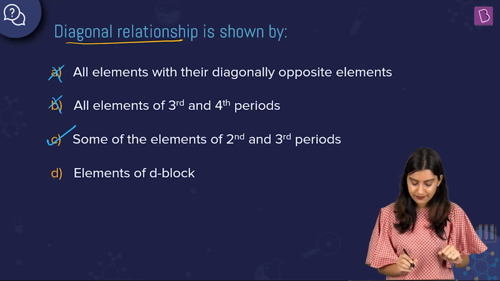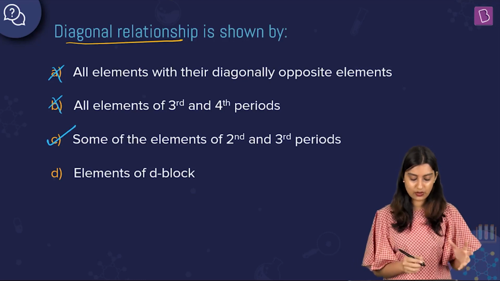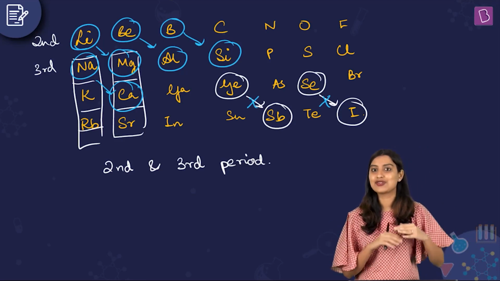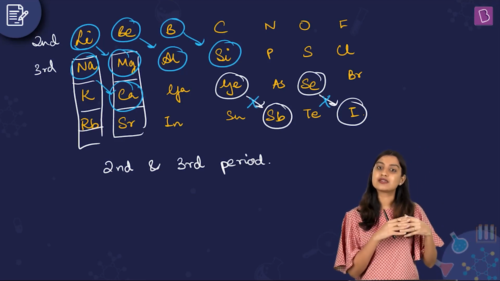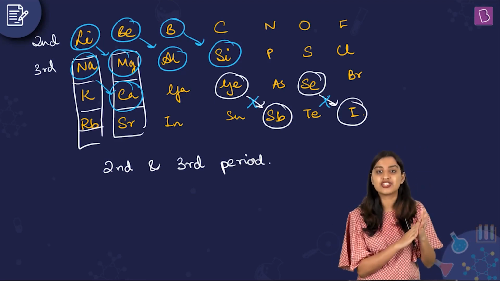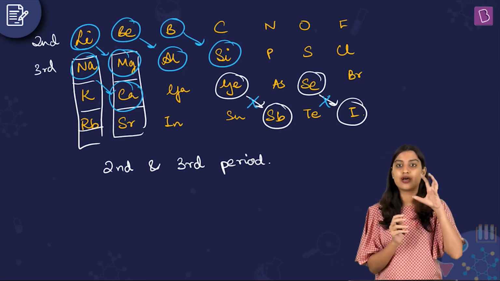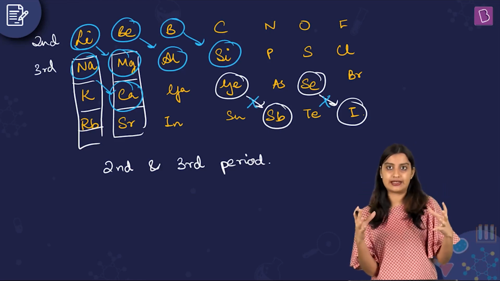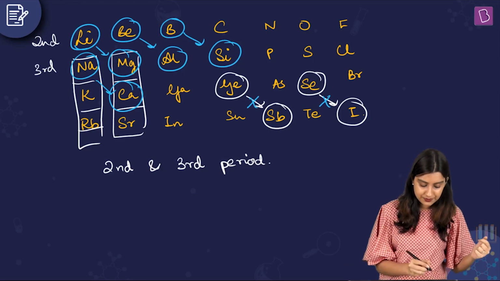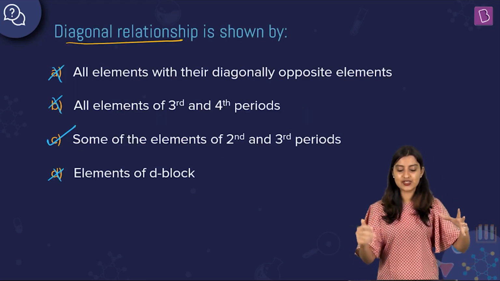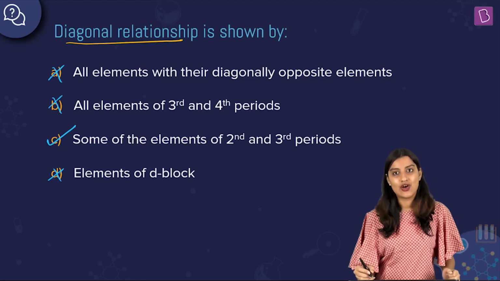Then you have option D, elements of D block. So you see, we are only speaking about S and P block. D block is not even being considered, because in D block there's a lot of other complex stuff, but majorly your D electrons are the ones that are contributing to their major property, which is metallic nature. Okay, so this is not correct. So the right answer to this question is going to be option C.